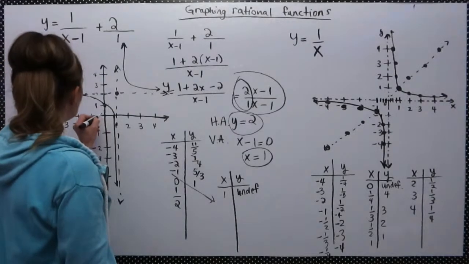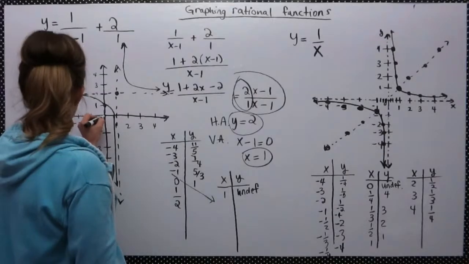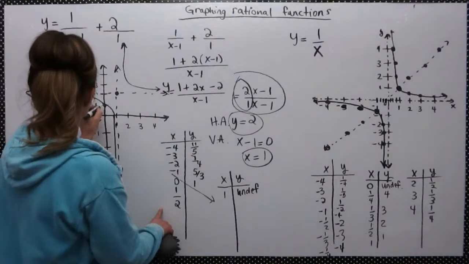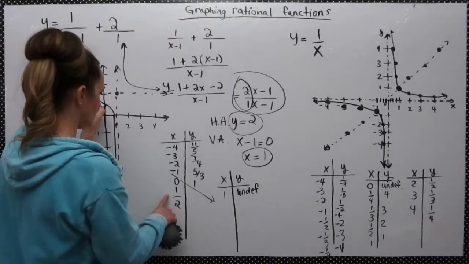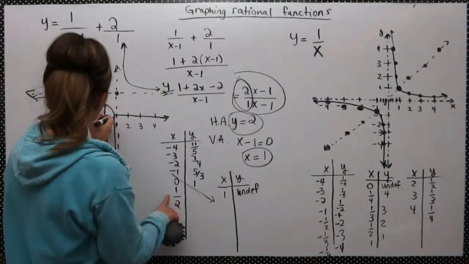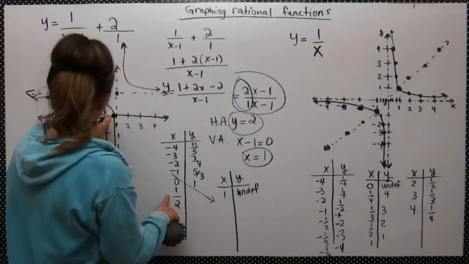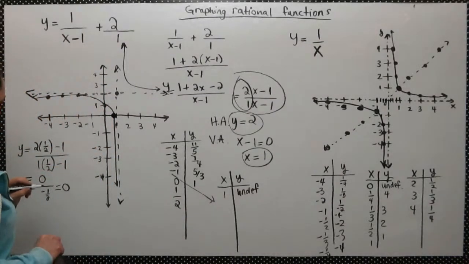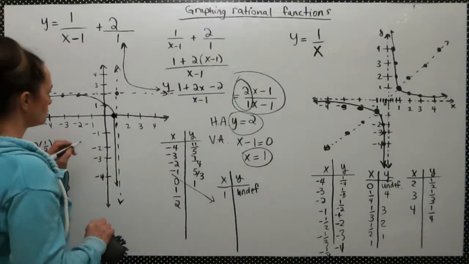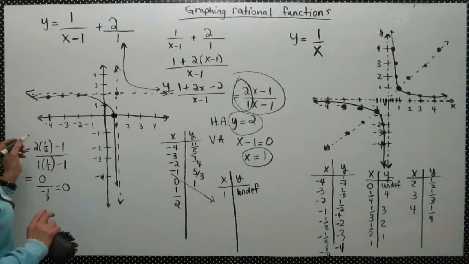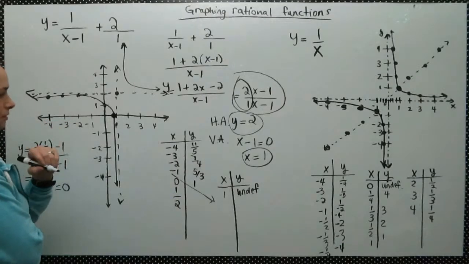So when x is 1/2, y is 0 right there. That's telling you where it crosses. So when x is 1/2, y is 0. Okay.